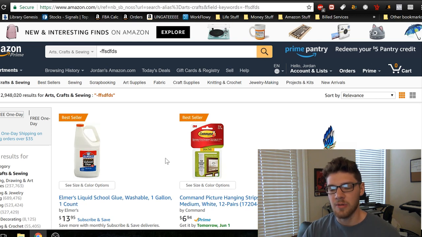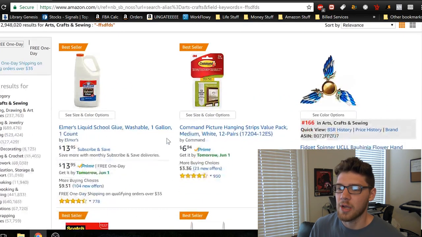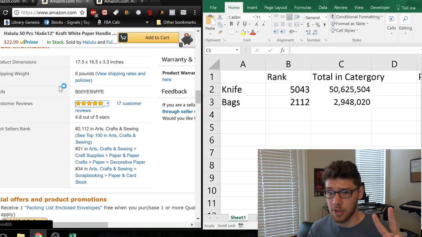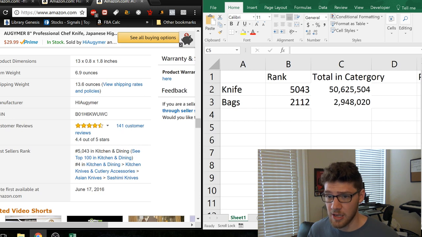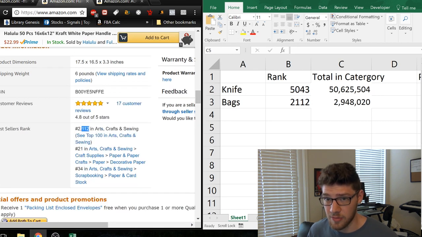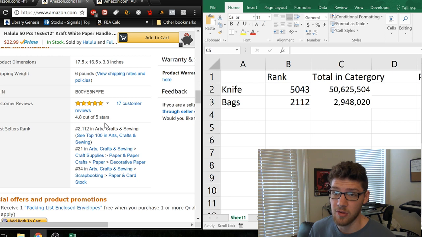So what's a good rank in each individual category? Well, I like to sell things that are in the top 2% or so, maybe 2 or 3%. What does that mean? We don't have a percentage. All we have is the sales rank and the total number in that category. All right, so I've pulled up two different products, one in the arts and crafts category, which is this bag, and another in the kitchen and dining category, which is this knife, all right? The knife is ranked 5,000. And the bag is ranked 2,000, right? So you would think, oh, this one's ranked lower, so it would sell more. But there's a lot less products in the arts and crafts and sewing category.